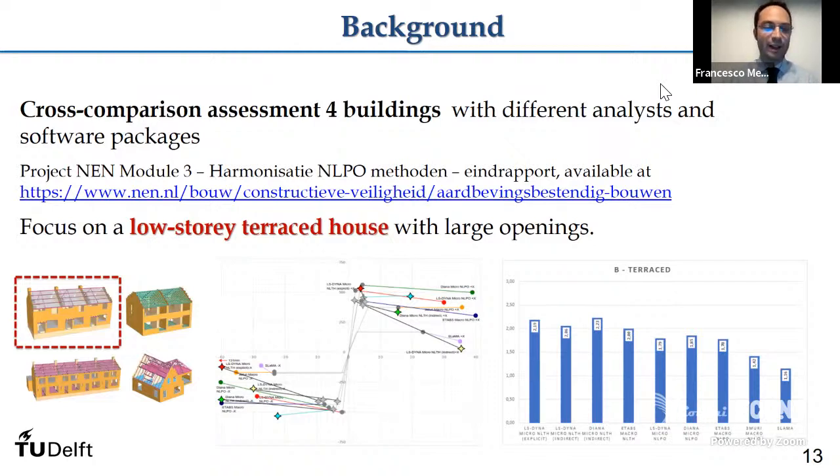Specifically, then, the analysis aimed to compare the performance of the buildings when assessed based on pushover analysis and also nonlinear time history analysis, also with the use of incremental dynamic analysis. And in the following, I'm going to focus on a low-story terraced house with large openings.